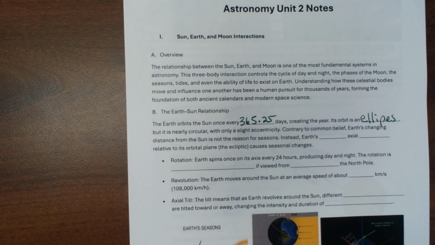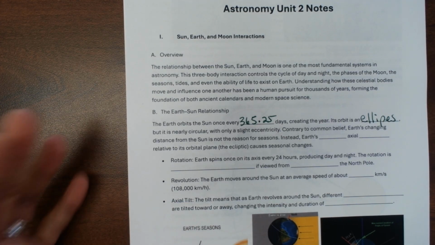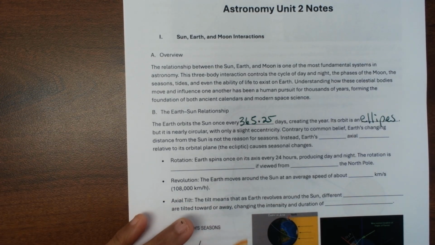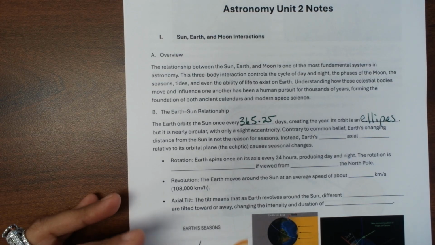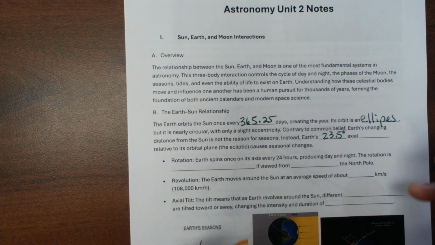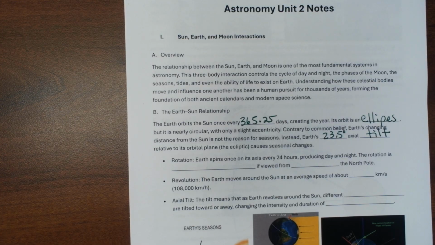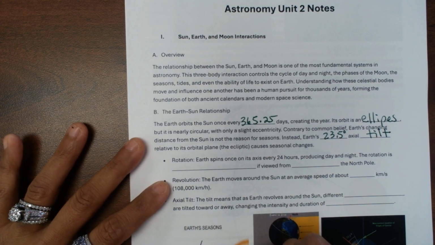And we've already said that the orbit is elliptical, and it's not a circular path. The other thing that's important for us to know, it says here, contrary to the common belief, Earth changing its distance from the sun is not the reason for the seasons. Instead, Earth's 23.5 degree axis, or axial tilt, is really the reason for the seasons. Okay? That's the reason that we have our seasons.